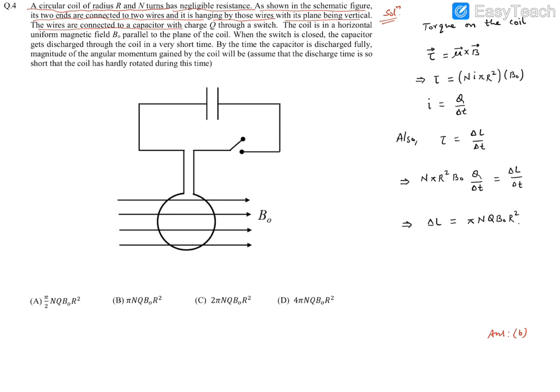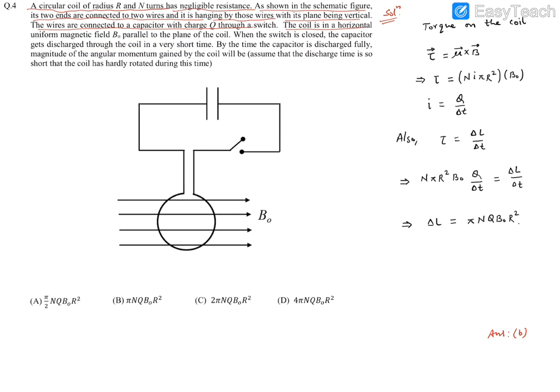The wires are connected to a capacitor which has a charge Q and a switch. The coil is in a horizontal uniform magnetic field B, not parallel to the plane of the coil itself. When the switch is closed, the capacitor gets discharged through the coil in a very short period of time. By the time the capacitor is discharged fully, the magnitude of angular momentum gained by the coil will be?